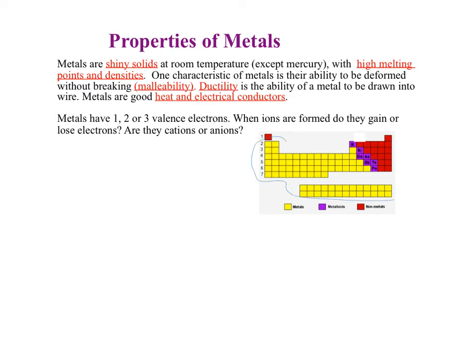So the first one we're going to talk about is the largest section, which is the metals. So the majority of our periodic table are metals. And so you probably already know these properties, but metals are shiny. They're typically solid at room temperature. They have a high melting point as well as a high density. You can hit metals or hammer metals and they're not going to break. We call that malleability because they're bendable. You can also take a metal and draw it into a wire, and we call that ductility.